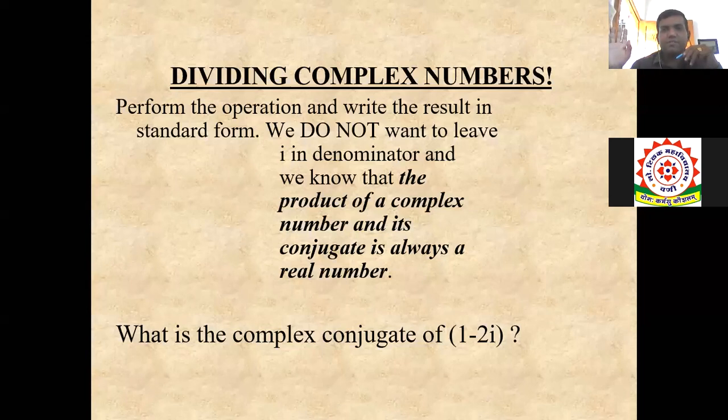Is that clear? So we know that the product of a complex number and its conjugate is always a real number. So simply multiplied and divided by its conjugate.